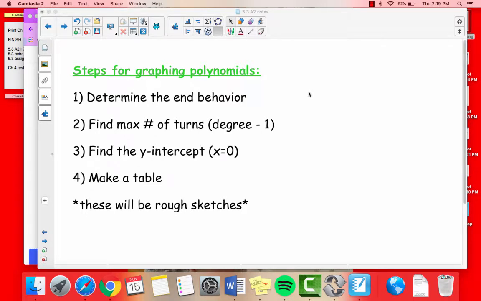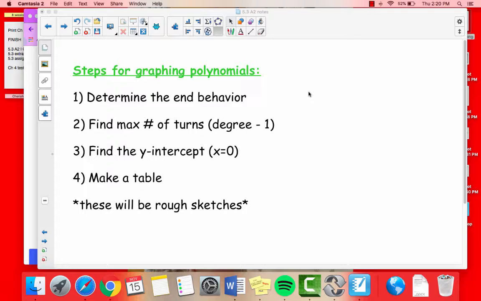Let's go ahead and continue this section with the steps for graphing polynomials. As a reminder from the last video, end behavior is going to be very important when you're looking at polynomial graphs. These 4 steps that I've come up with are going to hopefully help you graph polynomials as easily as possible, and just know that these are going to be rough sketches of these graphs. They're not going to be exact.